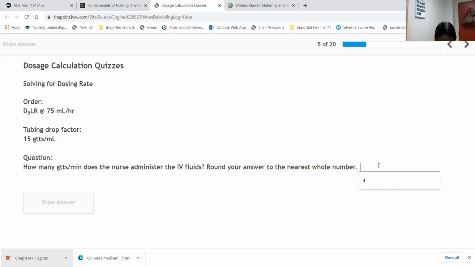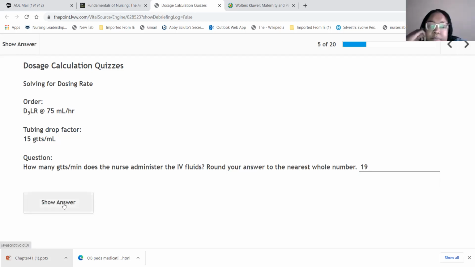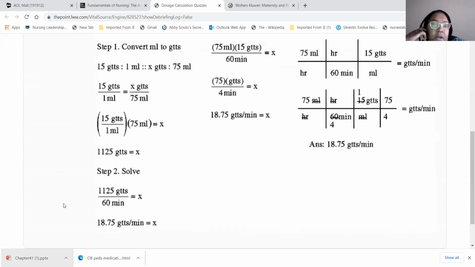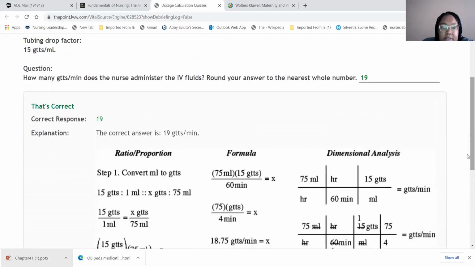18.75. And you can't give 18.75 drops. So now what are you going to give? So would it be 19? Yes, ma'am. We would round it up to 19. Okay. On drops, we always round to the nearest whole number.